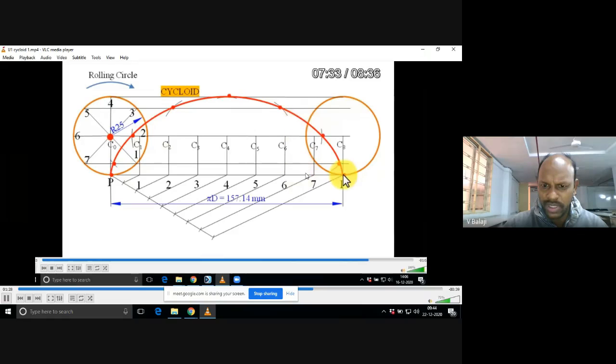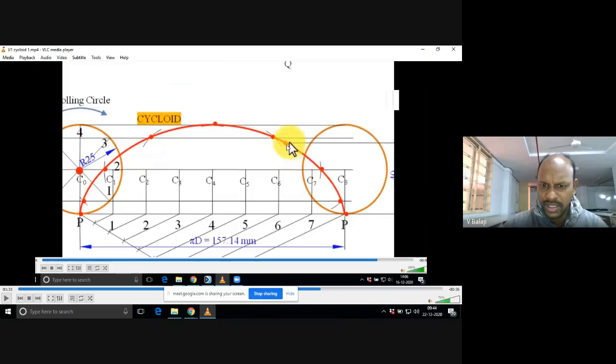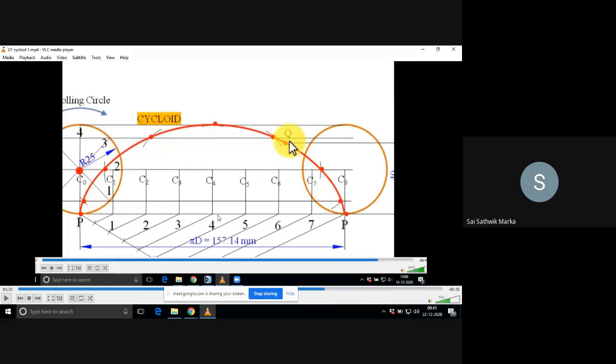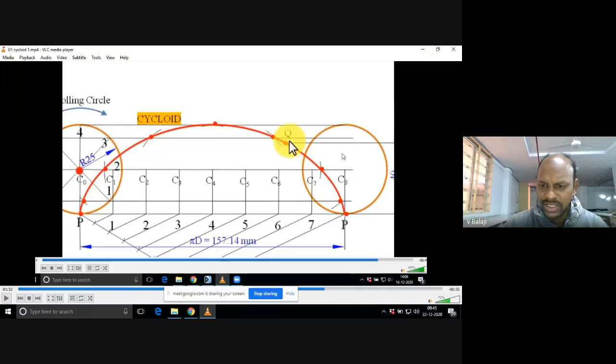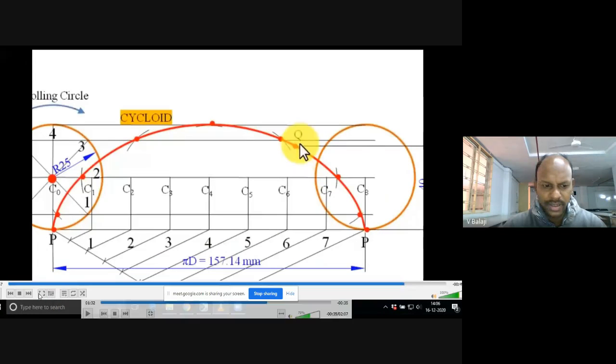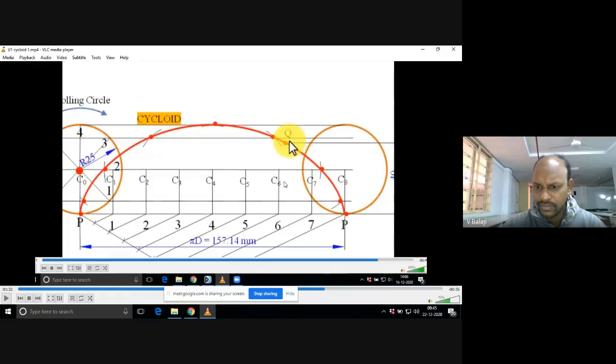Now I am selecting a point somewhere on the curve. I have taken this point as my required point at which we need to draw the normal and tangent. Take that point as Q. Are you able to see the screen? Here somewhere I have taken Q. Yes. In the problem also he has mentioned a distance of 40 mm, so I have drawn one 40 mm height line. There I have taken that point as Q.